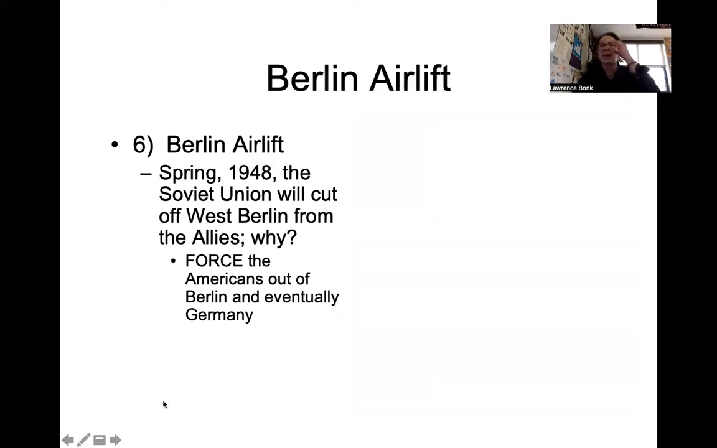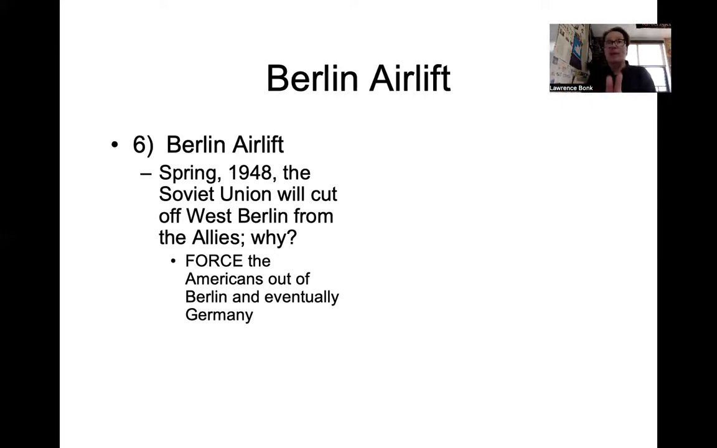So what was Stalin's motivation? Real simple, write this down. So by basically cutting off West Berlin from the Americans, the Brits, and the French, what Stalin was trying to do was to force the Americans out of Berlin. And his ultimate goal was to force the Americans and the Brits and the French completely out of all of Germany. So that this way, what Stalin could do is take both parts of Germany.